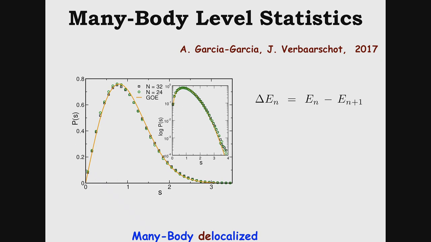namely you can take the distribution of consecutive level spacings. And what you will find is that it's perfect Wigner-Dyson. It's one of the best Wigner-Dyson distributions you can imagine. Okay?